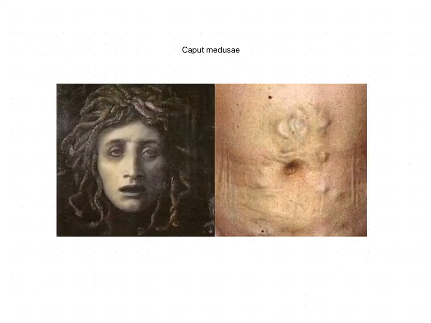Here this is the face of that person. On the head, the person does not have hair, but has venomous snakes around the head. So if you compare with this picture here, this is the umbilicus, this is the face of that person.